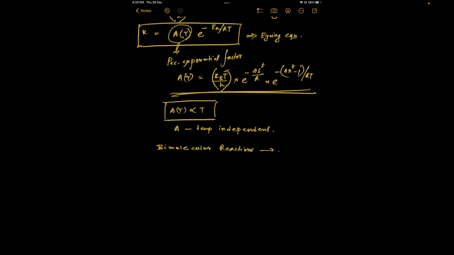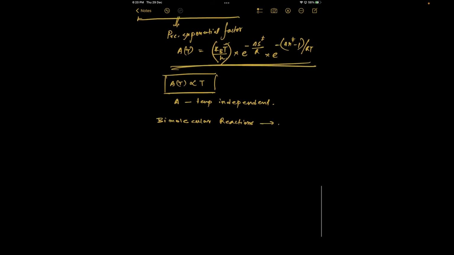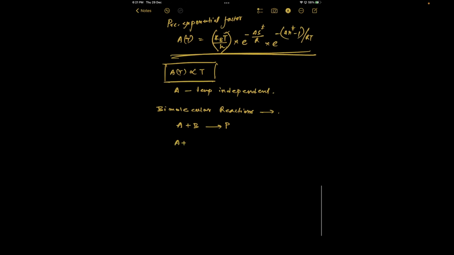So from TST, what will be the delta N double dagger, right? Bimolecular reaction means that there are two types of reactant molecules. So let's say the reaction scheme we can write is A plus B to P. In TST we first know that these two reactant molecules will come close together and form an activated complex AB double dagger, right? And then from the activated complex, product molecules will form.